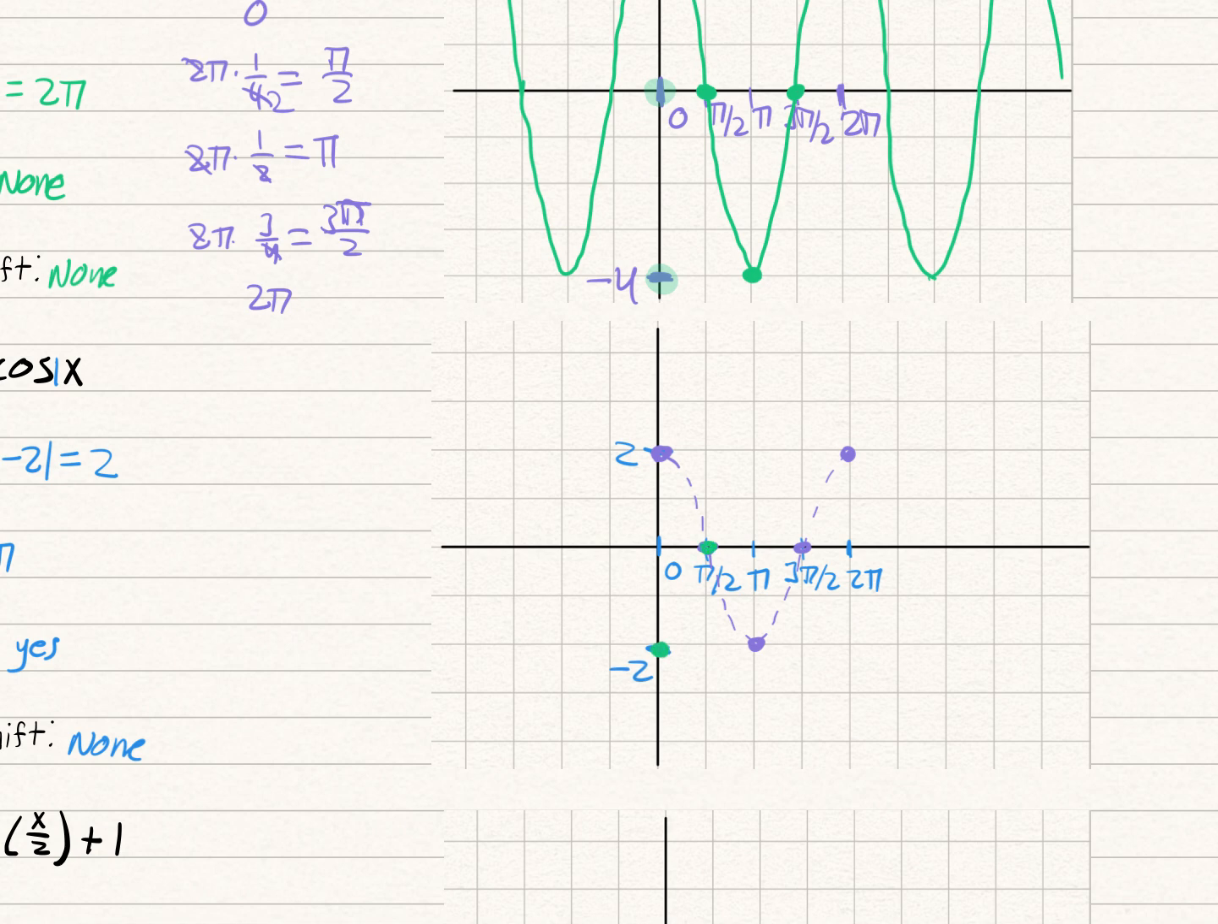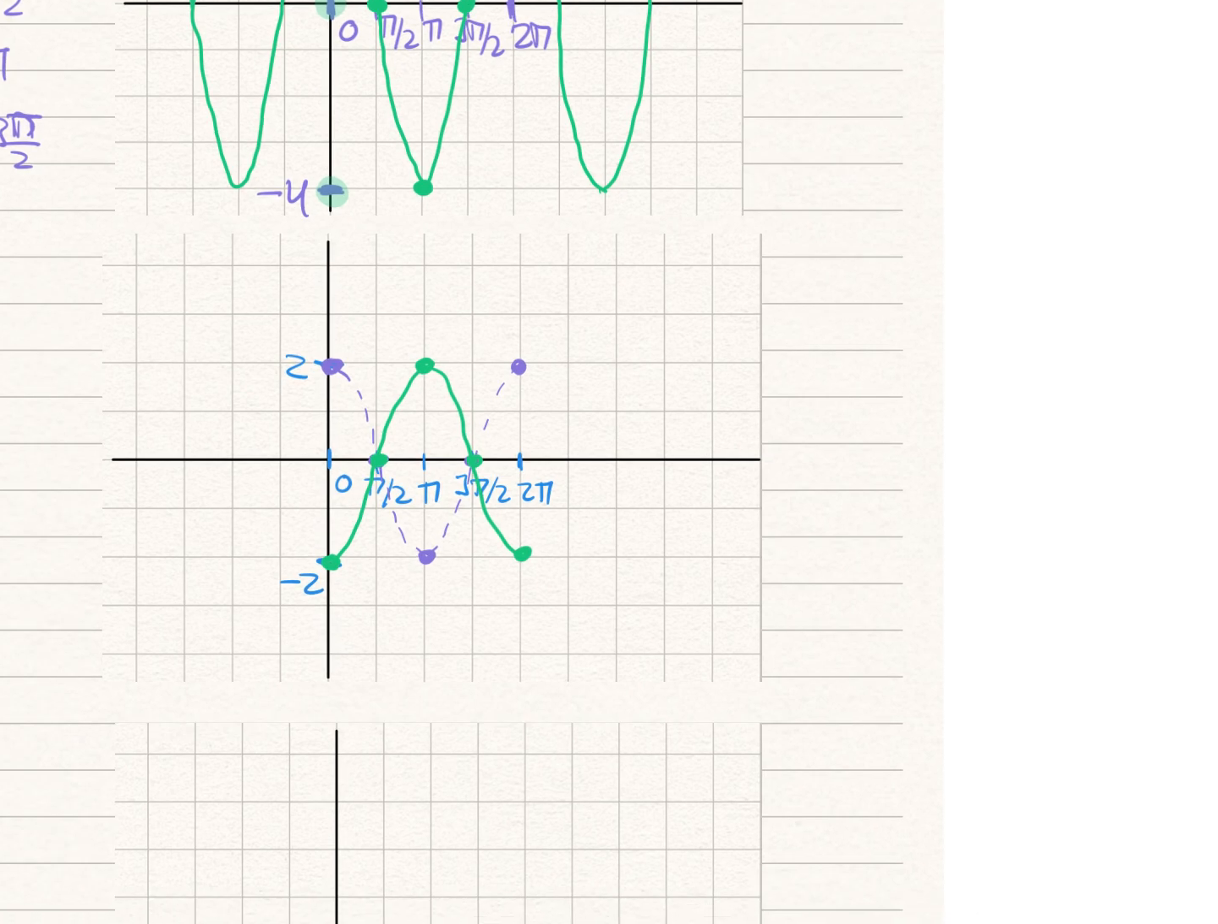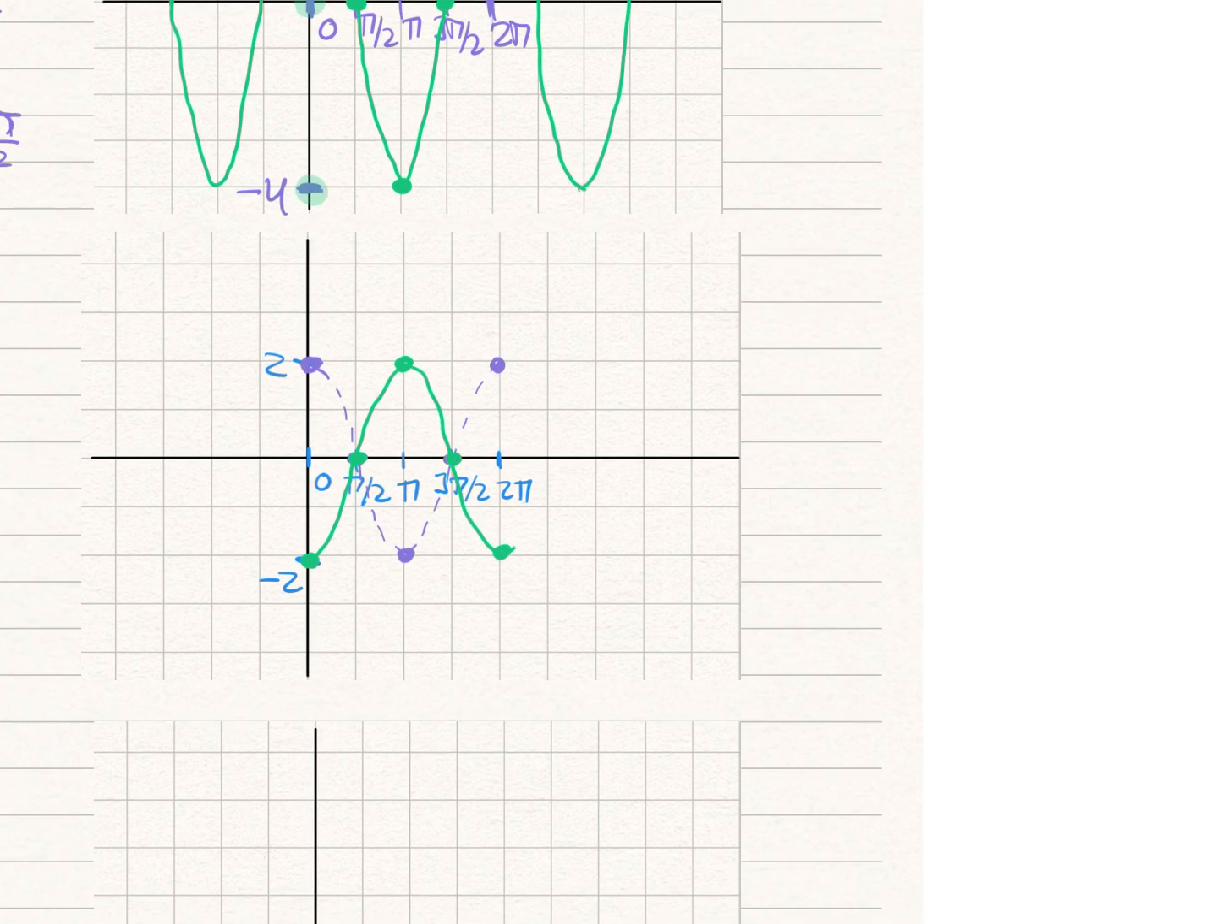Okay, so 2 is going to go to -2, 0 is going to stay at 0, -2 goes to +2, 0 stays at 0, and this +2 goes to -2. There's no shifting, so we can draw a solid curve. All right, and if that's one cycle, you can complete it in both directions. All right, so it's going to look something like that.